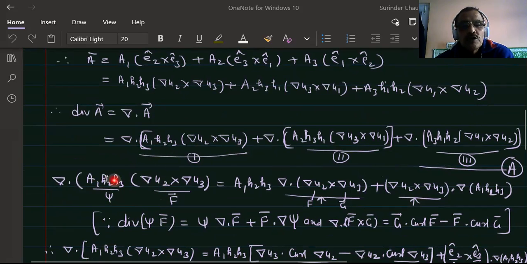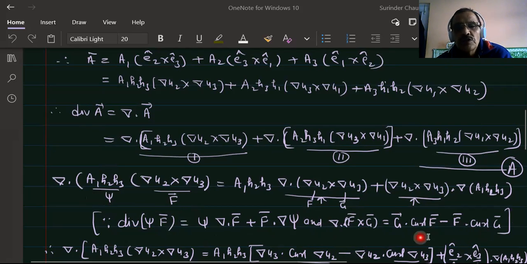Here del of phi is a scalar point function. The divergence of phi times the vector f, we have proved this result: del dot of a scalar function times a vector function is equal to the scalar function times del dot f vector plus f vector dot del of the scalar function. And del dot of f cross g vector is equal to g vector dot curl of f vector minus f vector dot curl of g vector.